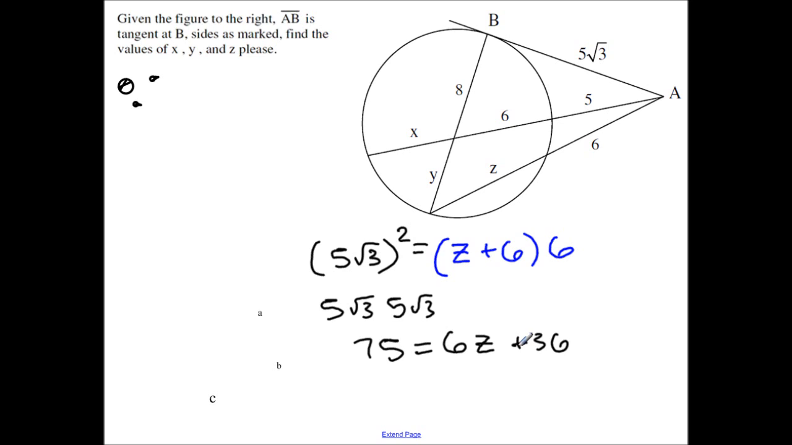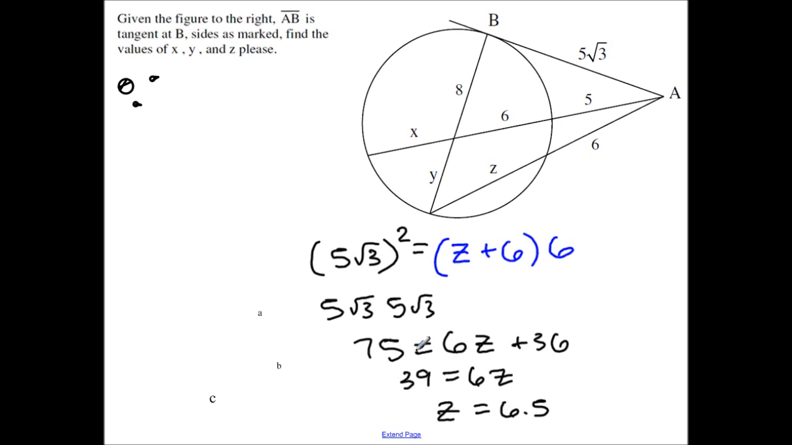If we go ahead and subtract 36 from both sides of this equation, we end up getting that 39 is equal to 6z. Again, I have equal things and I subtract equal things, 36 from each side of it. I get equal things. And then if I simplify, this z is 13 halves, or you can write it as 6.5, 6 1/2.